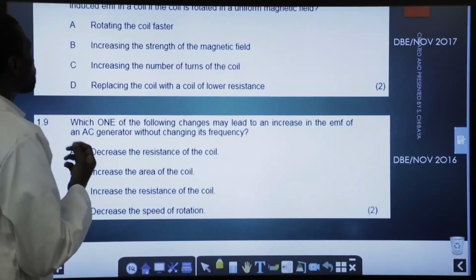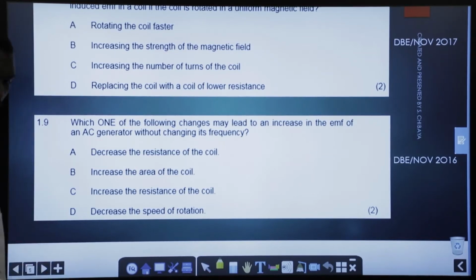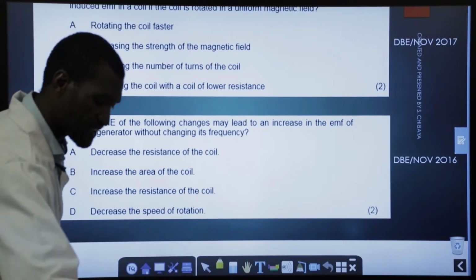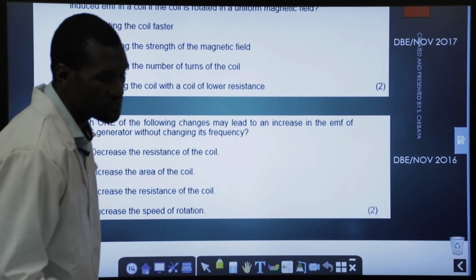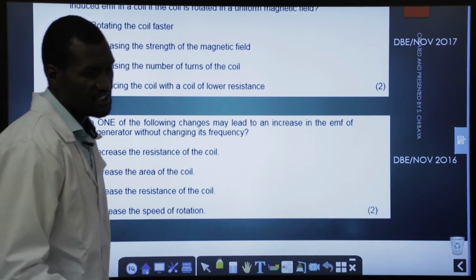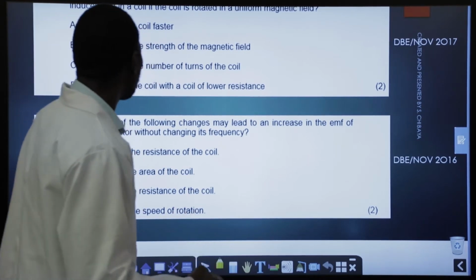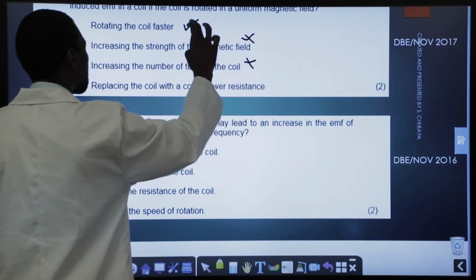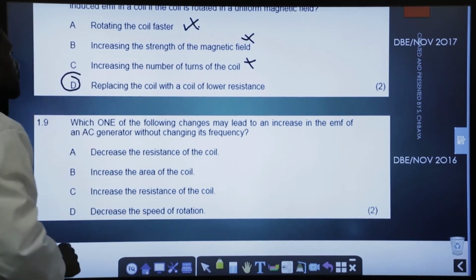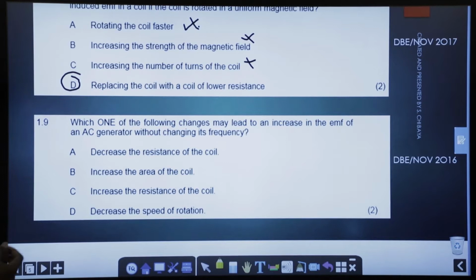All right? Increasing the strength of the magnet. We spoke about increasing the strength of the magnet is increasing the value of the EMF. Increasing the number of turns, yes it does. Replacing the coil with a lower resistance. So in this situation, we are asking ourselves which one will not increase the induced EMF. All of these would increase the EMF, all right? So they will not apply as being the answer. Replacing the coil with a coil of lower resistance is the answer to this particular question.